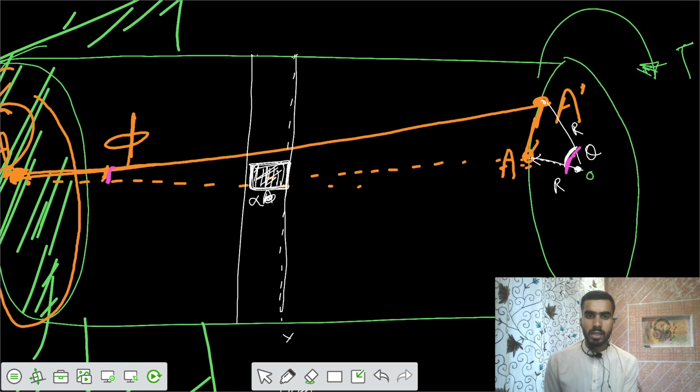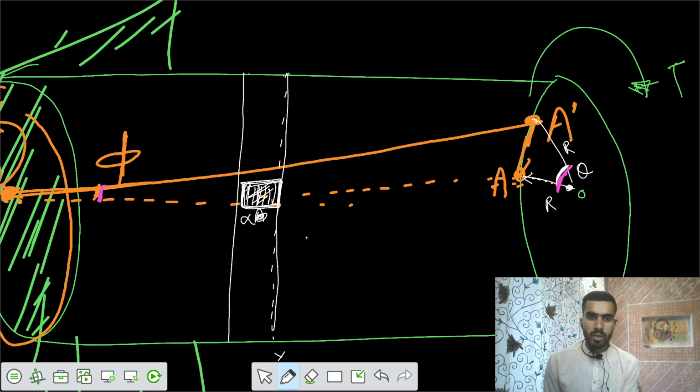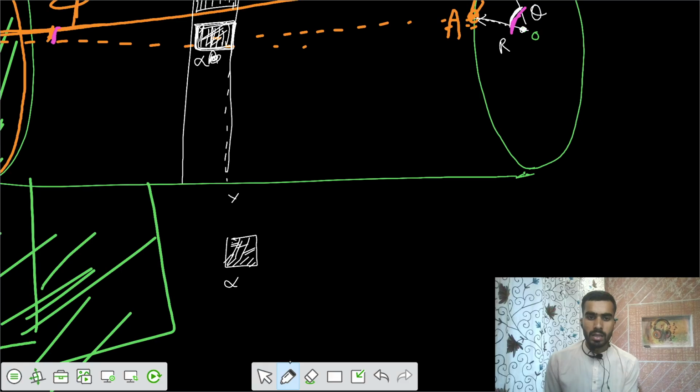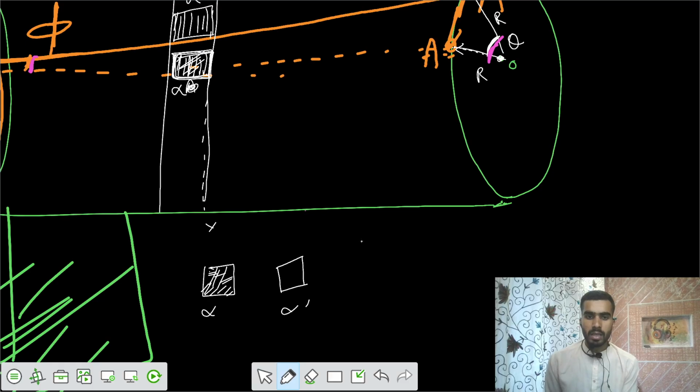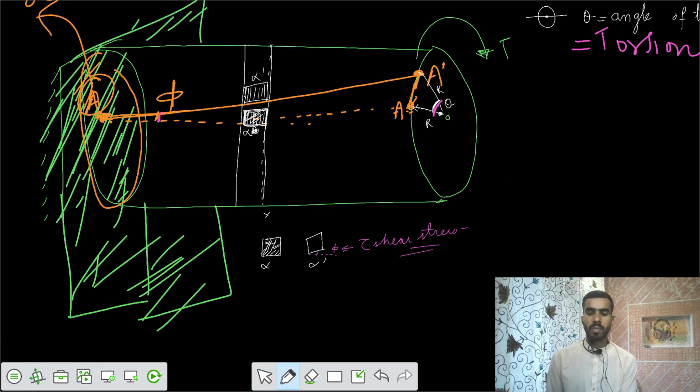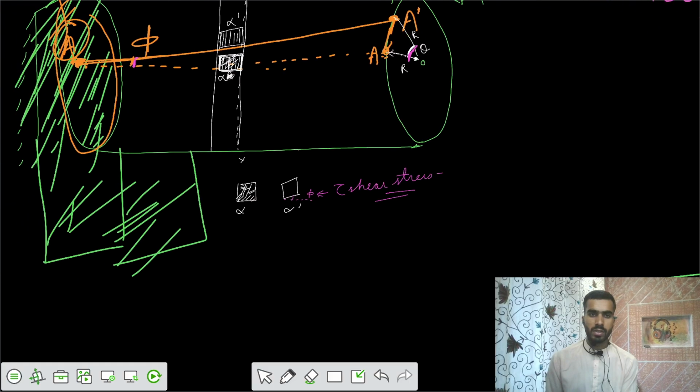Then after the twisting has happened, that element has reached somewhere here. So this is after, alpha dash. This is your alpha dash, it has gone in this way. So I say that there is development of shear strain. Because of the shear strain, we can have development of shear stresses, because we have shear strain. So we can say there is shear stress development.